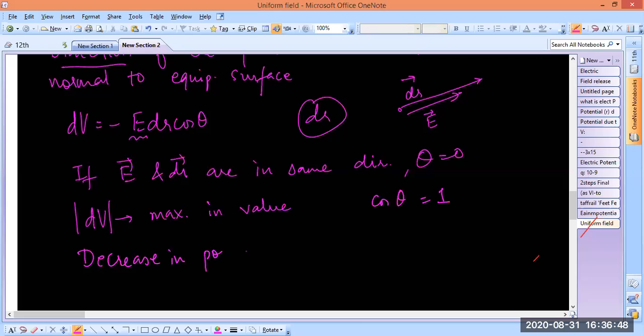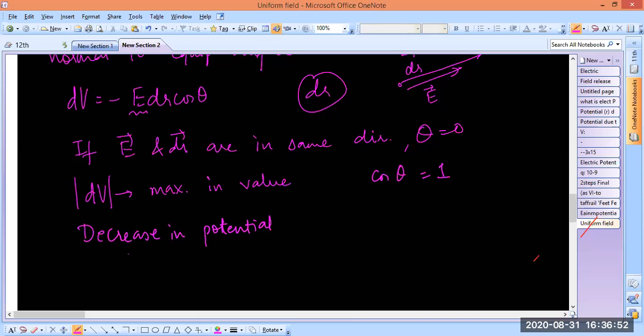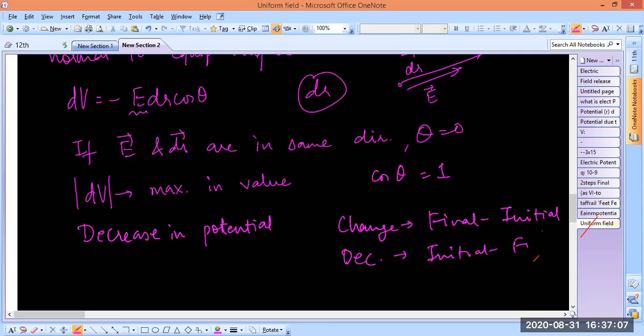Okay, see what is the meaning of decrease in potential? Decrease means opposite of change, right? Change is always final minus initial, correct? And decrease means initial minus final, right? That's called decrease. So decrease in potential is actually minus dV. I'm sure you all understand that, because dV is change, so minus dV is decrease in potential.